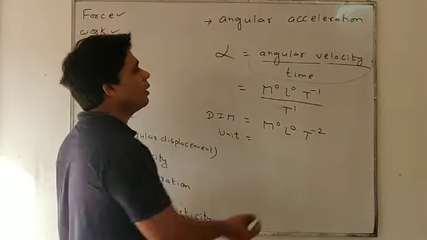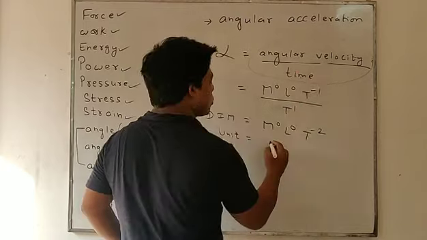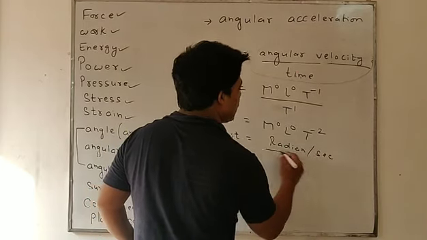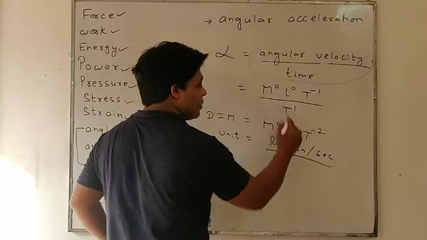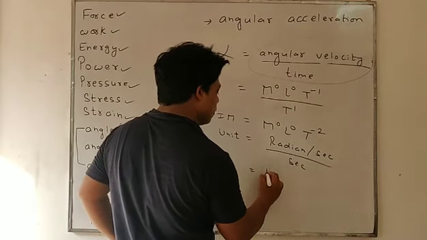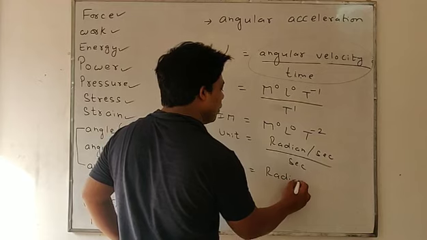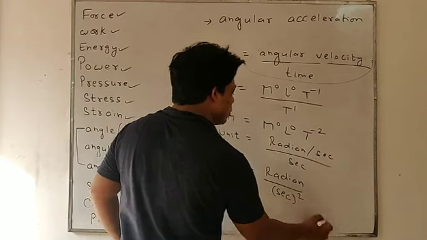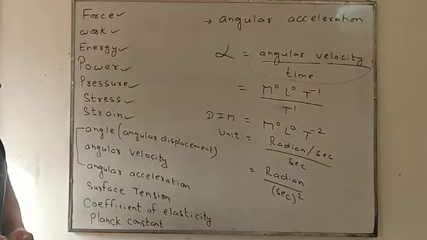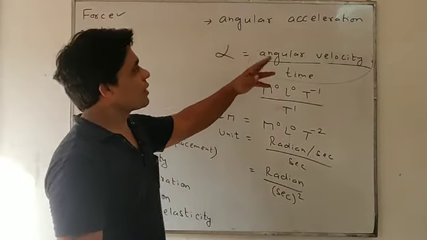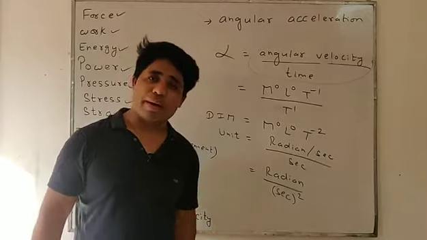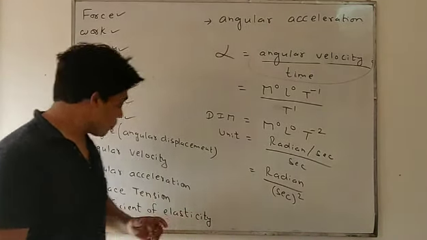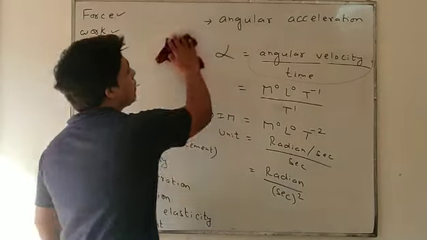Now students, the unit again we can find by that. Angular velocity has the unit radian per second, and time has the unit second. So radian per second upon second, into second, second square. So radian by second square. That is the unit of angular acceleration, represented by alpha, and that is the dimension. Now students, I will discuss the remaining three dimensions. Surface tension. Next is what?